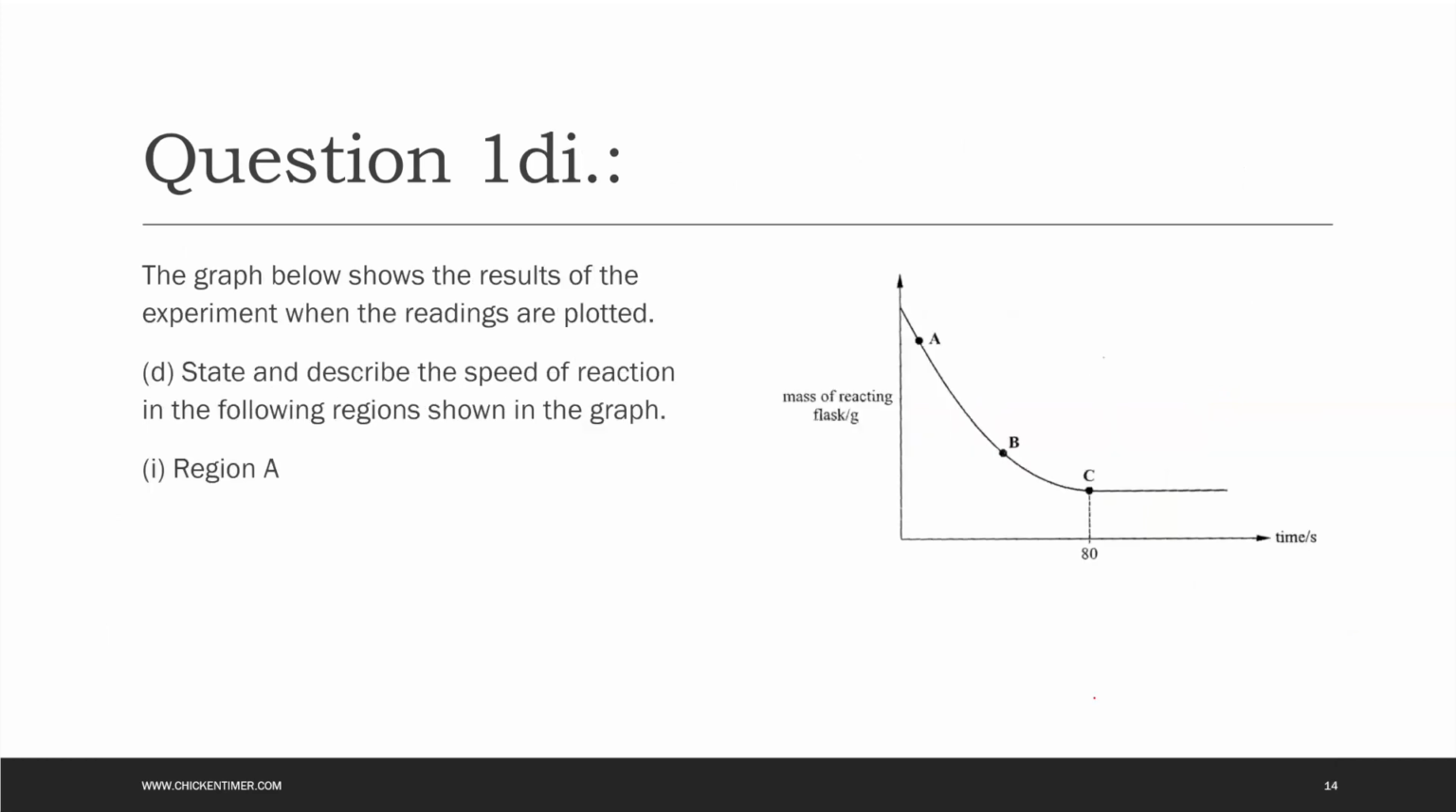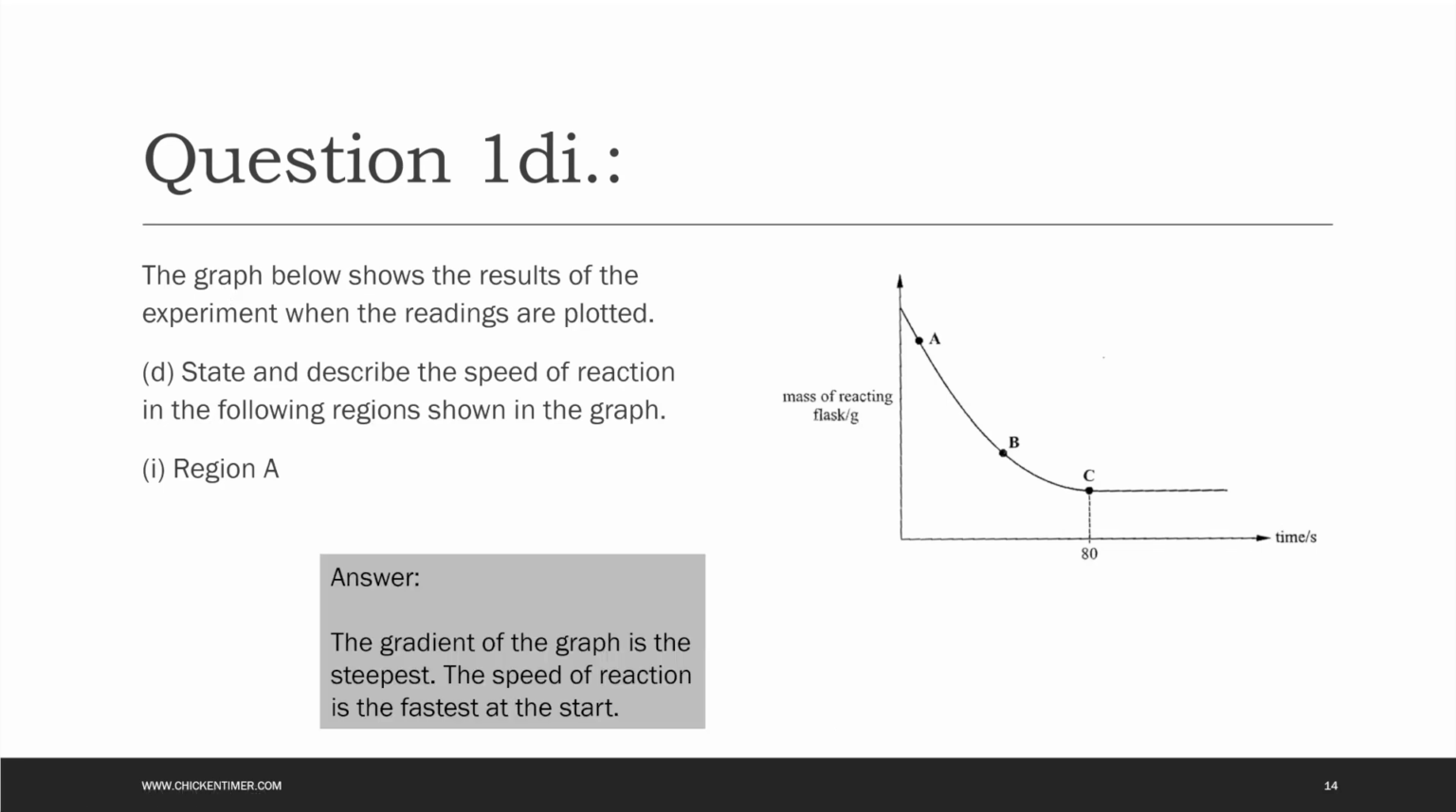Region A, the gradient is very steep, so the speed of reaction is the fastest. So you have state and describe. State here is this, and describe is this. When you have this kind of question, you have to make sure that you answer both of them.